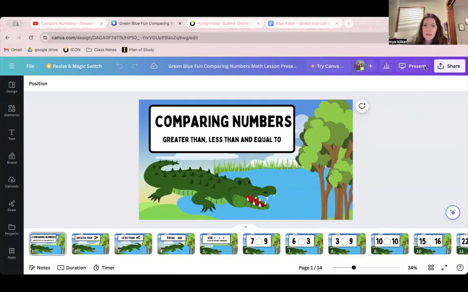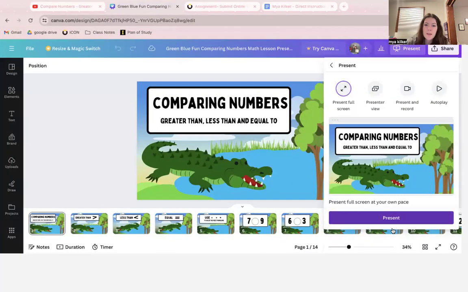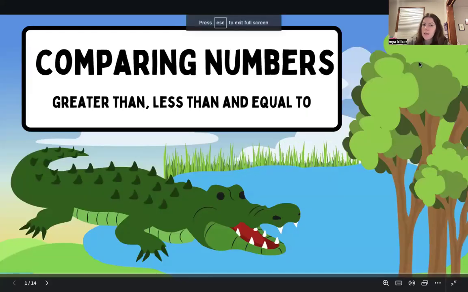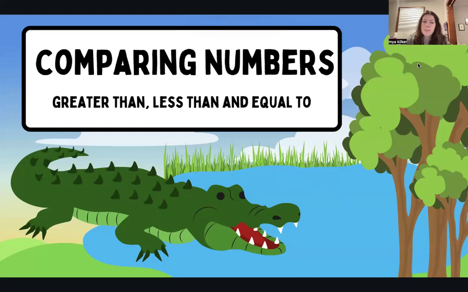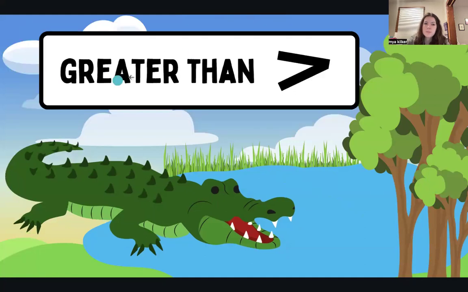So this one is a very helpful technique, talking about alligators when we are comparing numbers. So comparing numbers greater than, less than, or equal to. So when it's greater than, you want to picture this as like an alligator or crocodile mouth. So when it's greater than, we're going to eat the bigger number. So you always are eating the bigger number, and that's how you can tell the symbols apart.